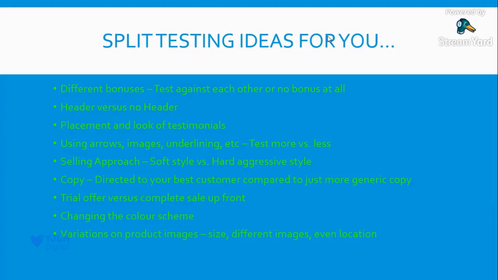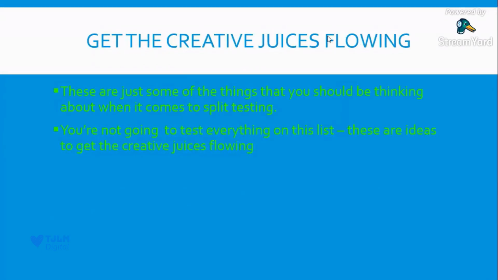Try variations on product images. When I say variations, I mean try different sizes. Try different images of your product. Try the location even of where you place those images throughout your copy. And even try and play with color in your photos, right? Maybe black and white will convert better. Maybe grayscale, or pop a certain color in the photo, whatever it is, right? Test all those different things.